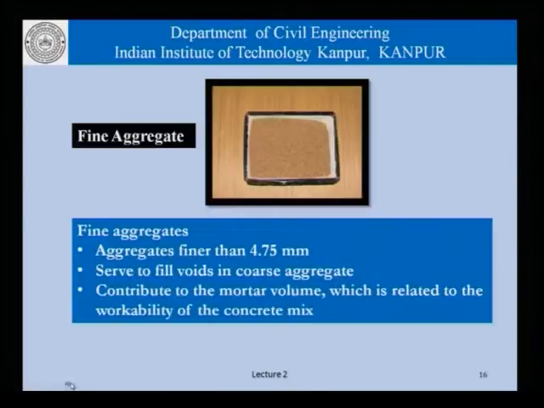You will recall that the previous picture, that is this one, had all angular aggregates and crushed stone as the coarse aggregates. Continuing from here, what is fine aggregate? Fine aggregate is what we see here, basically sand, and it is an aggregate which is finer than 4.75 mm, serves to fill the voids in coarse aggregate and contributes to the volume of mortar which is related to the workability of the concrete mix. Again, 4.75 mm is only a universally accepted demarcation between coarse aggregates and finer aggregates.